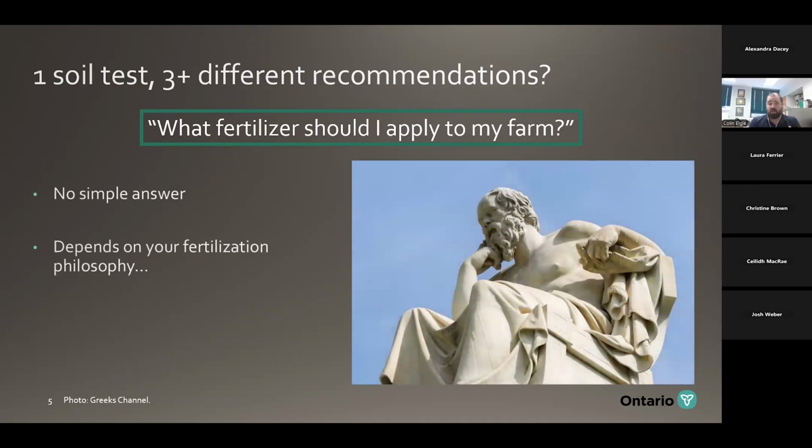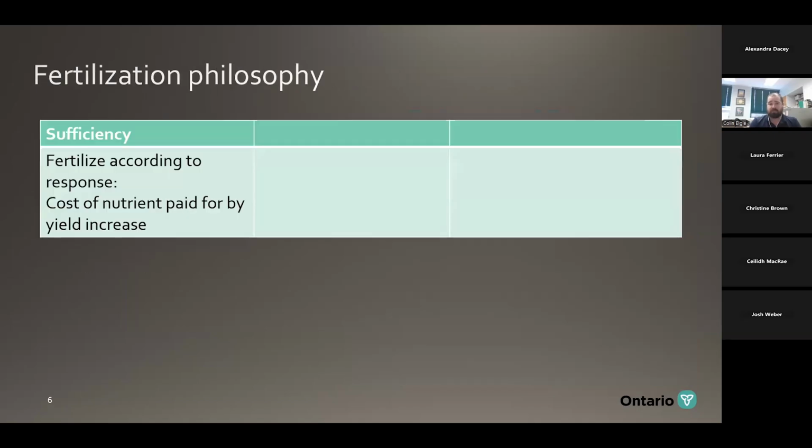And unfortunately, there's no simple answer because there's a lot of different variables and a lot of different ways that we can apply fertilizer to that farm. And it really depends on your fertilization philosophy. So, like Socrates here, there's a lot of different things that we can look at, and it may differ in the goals that you have for an individual farm compared to your neighbor, compared even to different farms that you work in your own operation. So we're going to look at that. What fertilizer should I apply to my farm? And we're going to look at three different ways that we can answer that question.